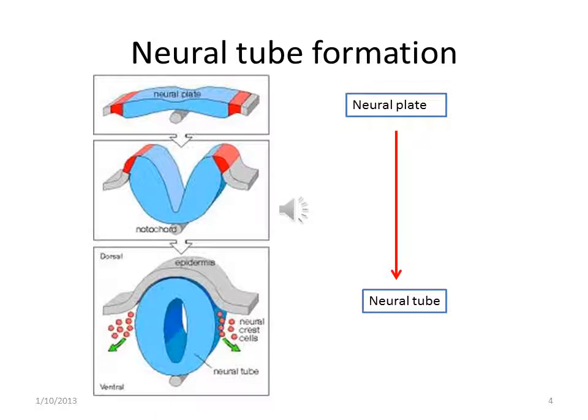Here's another view showing the neural plate, which is now in blue, curling up to form the neural tube. You can also see in the bottom of this slide the red neural crest cells, which pinch off from the sides of the neural tube as it forms and migrate throughout the body to form the autonomic nervous system and also to form the dorsal root ganglia. So the peripheral part of the sensory nervous system is formed from these neural crest cells.